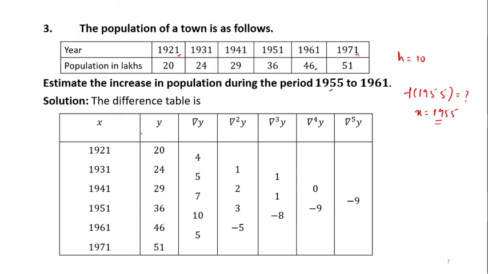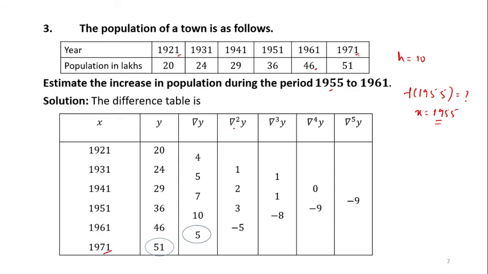Clearly, we know that in the column with respect to x, the last entry is denoted by xn. So, xn is equal to 1971 here. And the corresponding entry of xn in the column y, that is the last entry of the column y, is yn. So, yn is 51 here. And the last entry of the column with respect to del y is del yn. So, del yn is 5.